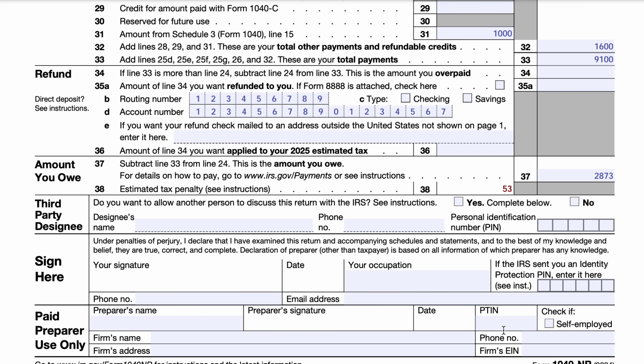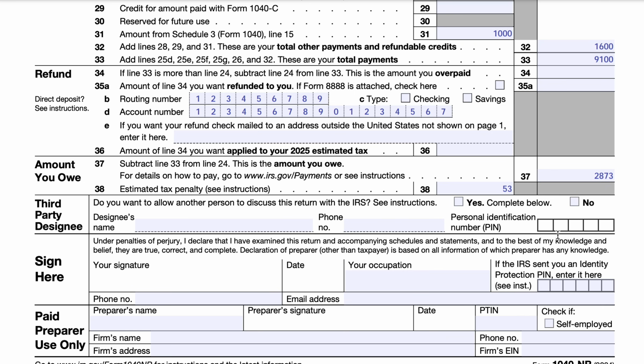And then at the bottom, we have signatures, right? So the third party designee simply means if you want to have another person discuss this tax return with the IRS, then you would complete this information here. This IP PIN, if that person has a PIN number that they've chosen, then they would enter that here. That has to be the PIN number that they give to the IRS to validate their information.